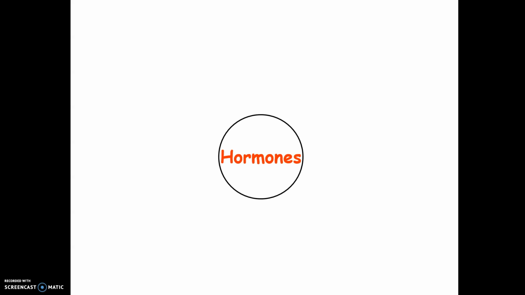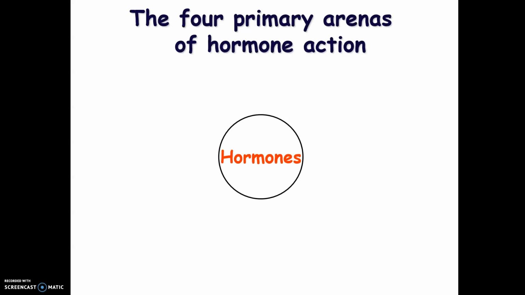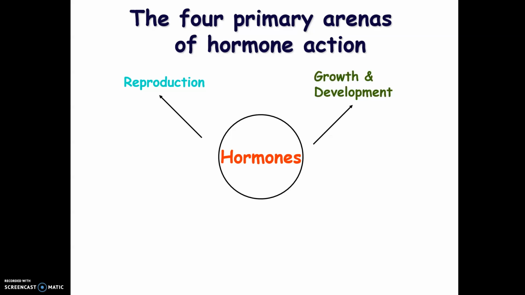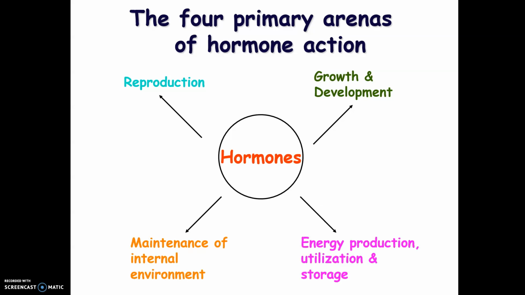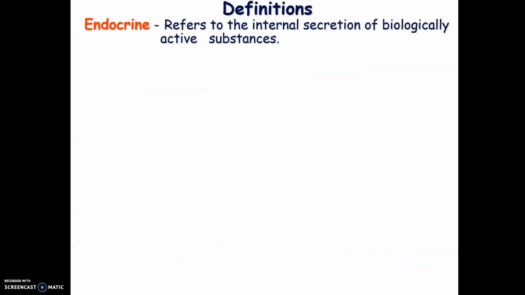Okay, so hormones develop into 4 areas. The first area, of course, the most important for most, is reproduction. The second primary hormone action is growth and development. The third one is going to be maintenance of internal environments. And then finally, the last area of concern is the utilization of energy and the storage of sugars for energy use. Okay, so let's work our way through the definitions.